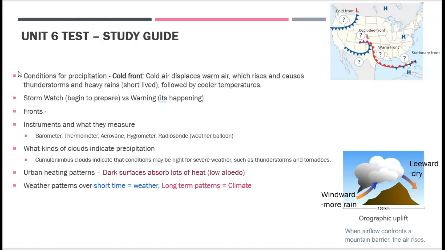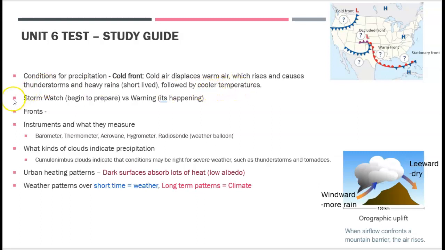The first thing would be the atmospheric conditions that lead to precipitation. Cold fronts usually bring precipitation with them. A cold front is when cold air displaces warm air, and that warm air rises and causes things like thunderstorms and heavy rains. These types of storms are usually short-lived, so they only last for maybe a few minutes to a few hours at the most. Once these cold fronts move in, they bring cooler temperatures. So that mixing of the cool air with the hot air that's already in place causes these precipitation and storm events, but the cold front brings in cooler temperatures. So cold front, cooler temperatures, and precipitation.